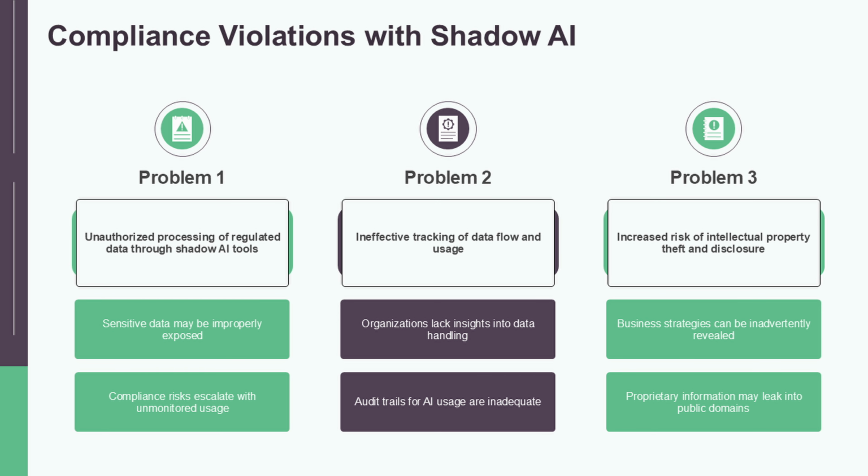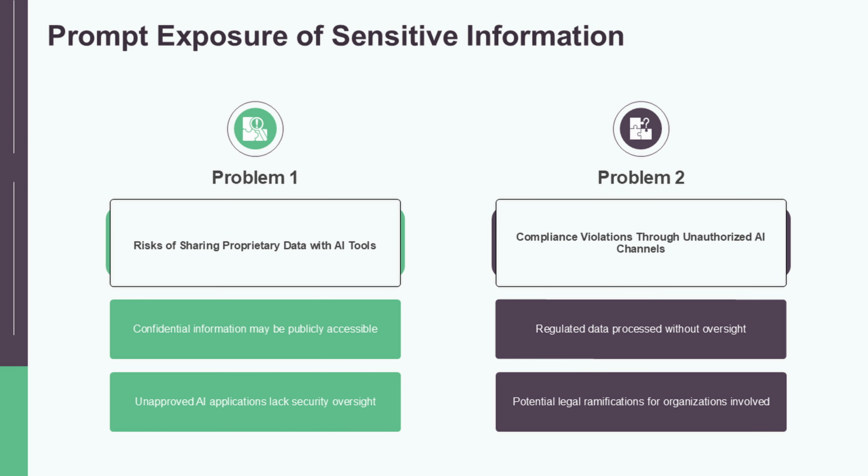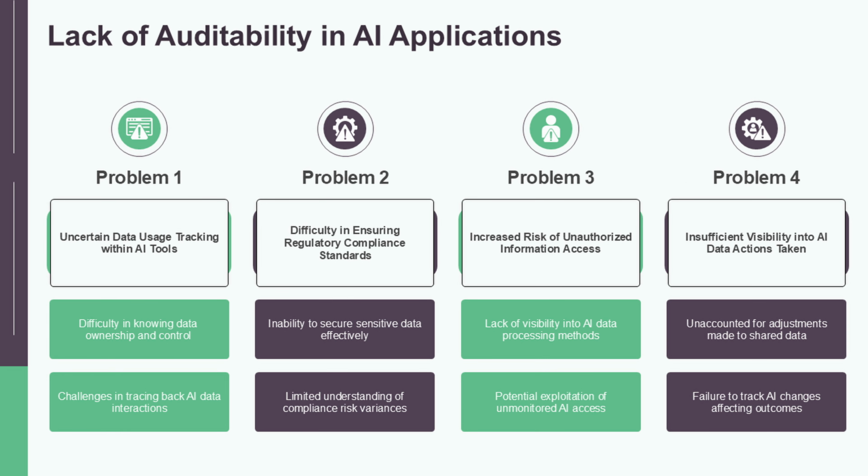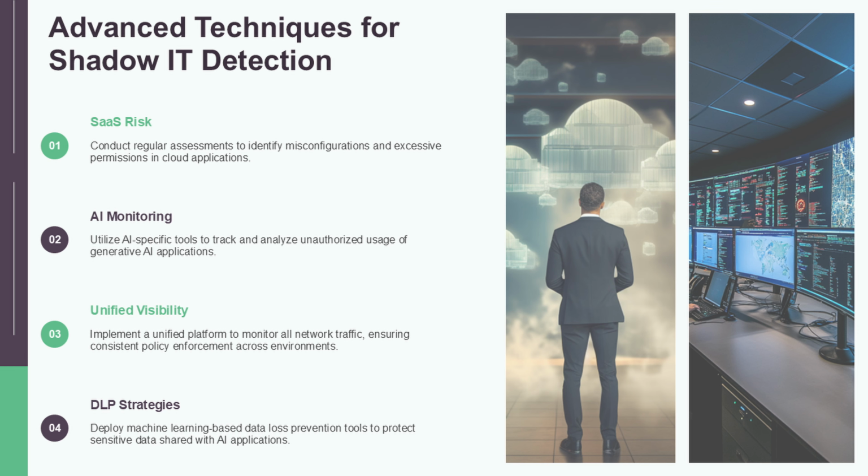First, there's improper data handling, where employees might upload proprietary or confidential information into public AI models without any IT oversight. Then you have compliance violations, which can happen when regulated data is processed through unauthorized AI channels. Prompt exposure is another big concern, since it could reveal sensitive business strategies or even intellectual property. There's also the risk of data leakage through AI tools that may store or repurpose enterprise information. And finally, there's a lack of auditability over how data is stored, used, or trained upon by third-party AI providers.